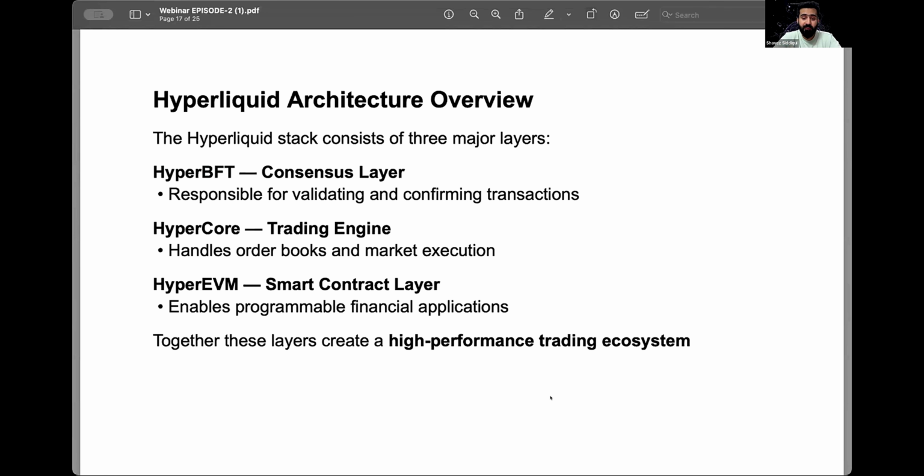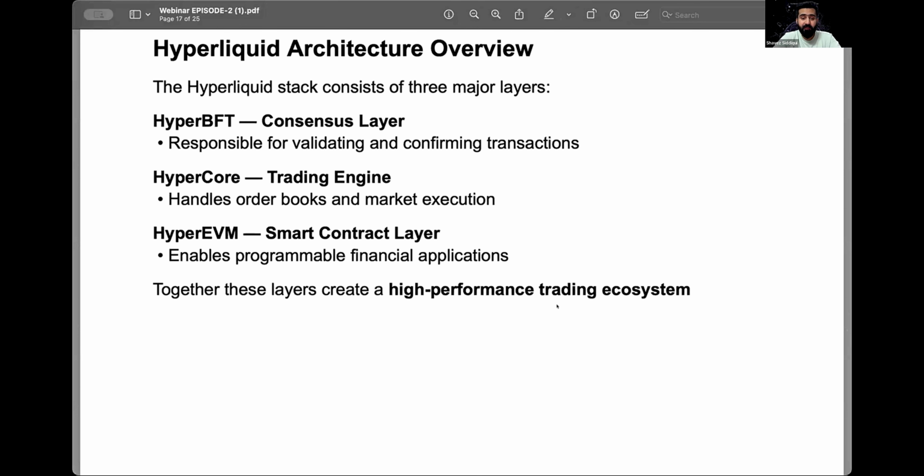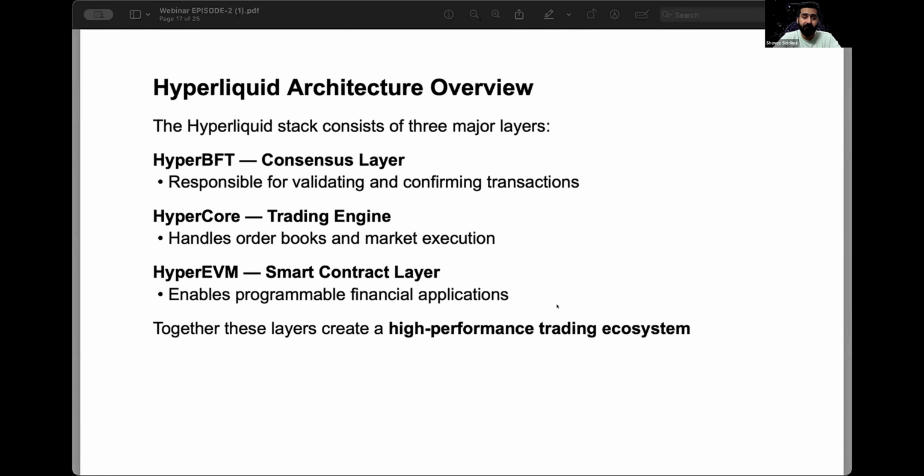Yes, Rajiv ji, today is your birthday. Tell us how many trades are executed on Hyperliquid per second. 200,000. 200,000 trades every second are processed on Hyperliquid.